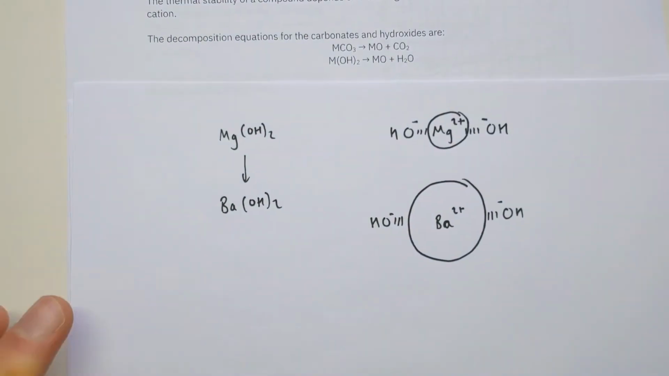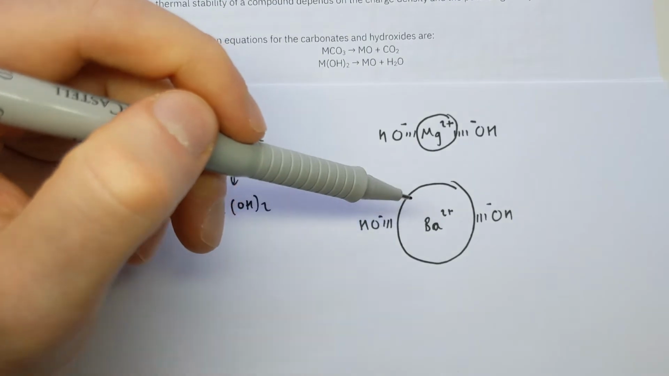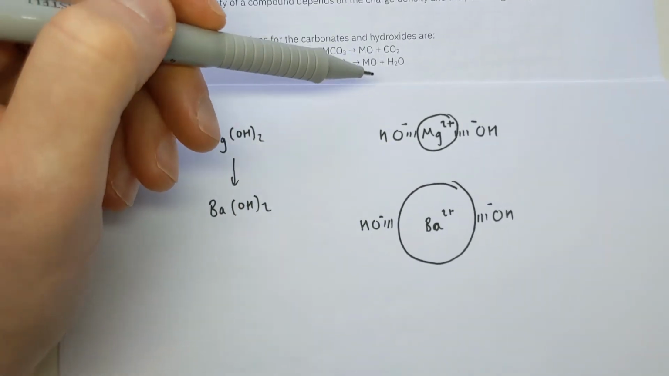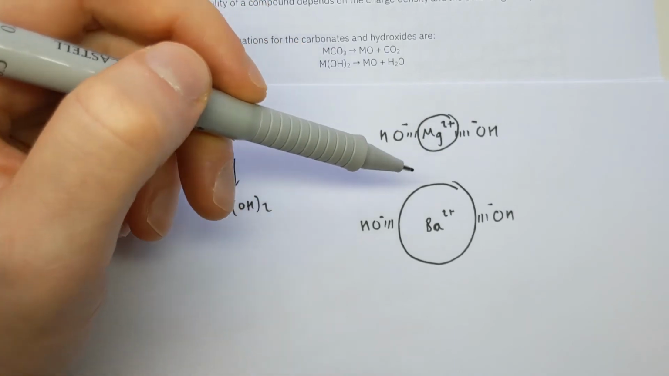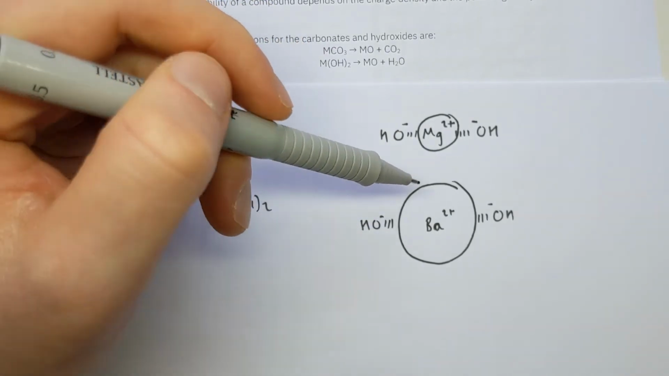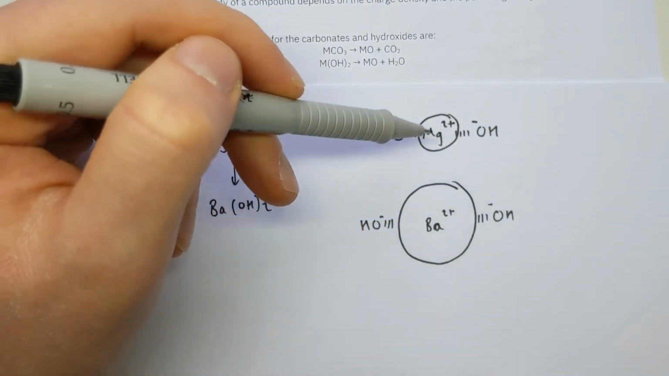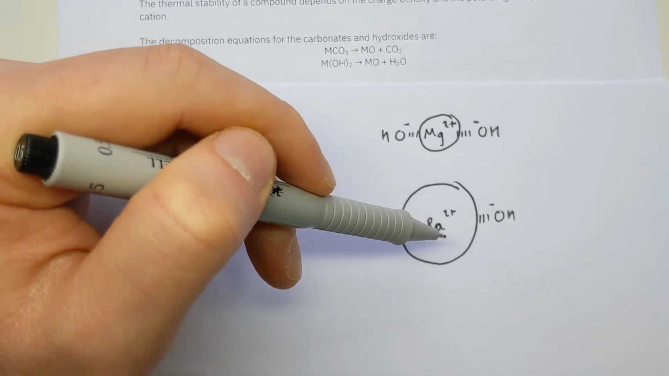So we're going to bring in a new term here called the charge density. If we compare magnesium and barium together, they both have the same charge. They're both 2 plus because they're in group 2. However, that charge is not spread out over the same area or the same volume. Barium is massive compared to magnesium. Therefore, that 2 plus charge is quite spread out and dispersed.